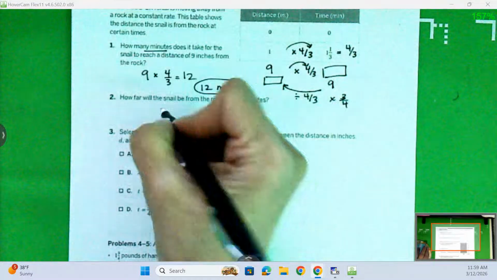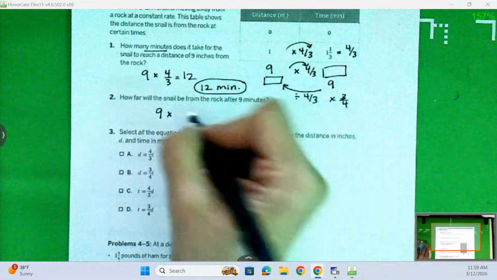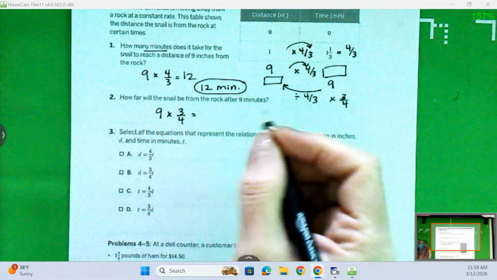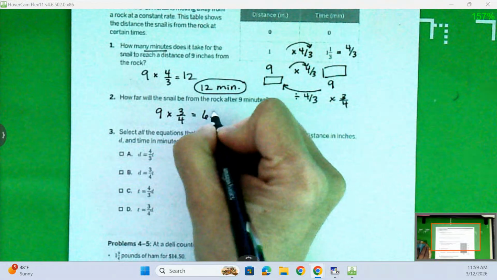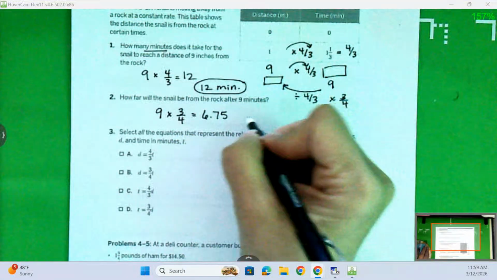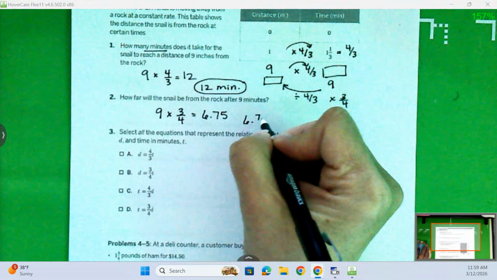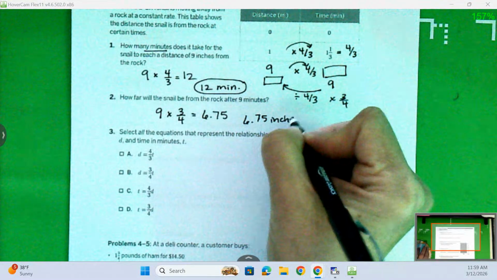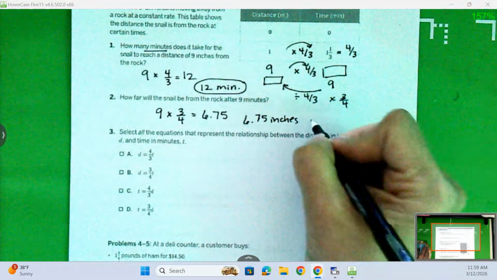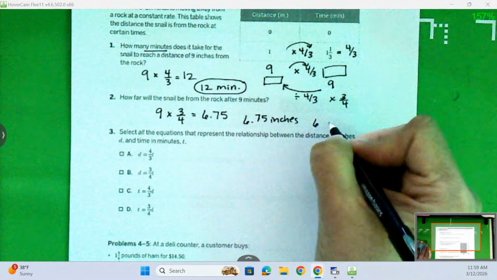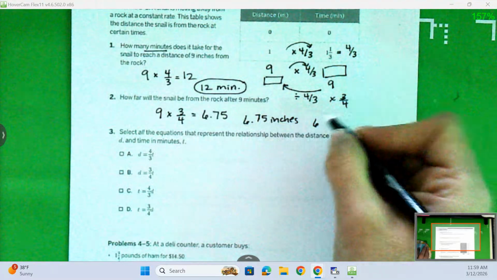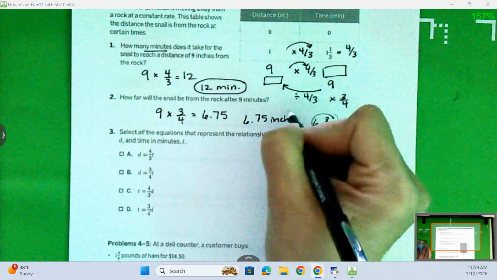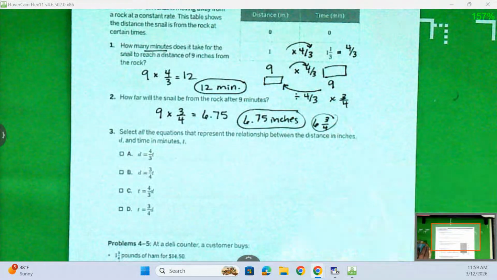Either way, okay, 9 times, I'm going to do the 3/4 in the reverse, equals 6.75. So I'm going to have 6.75 inches. If you wanted to write that as a fraction, that's 6 and .75 is 3/4, so 6 3/4. But most people usually do the decimal.